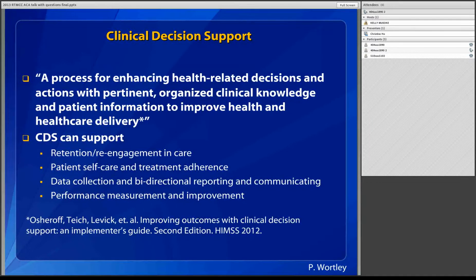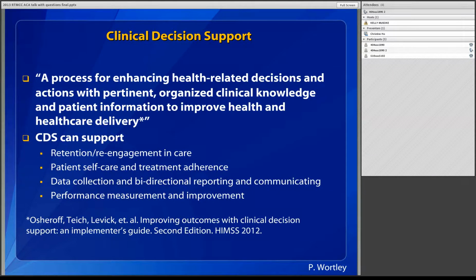Clinical decision support is a process for enhancing health-related decisions and actions with pertinent, organized clinical knowledge and patient information to improve healthcare delivery and health. So an example would be that a patient would have their smoking status noted in their electronic health records.